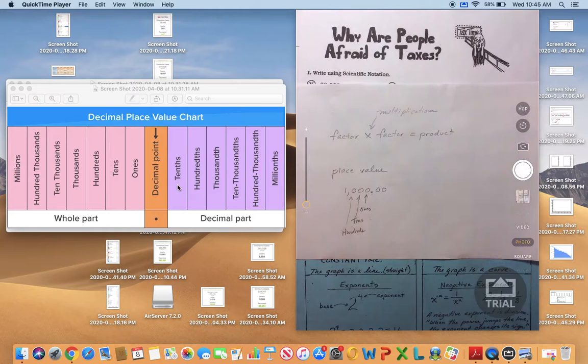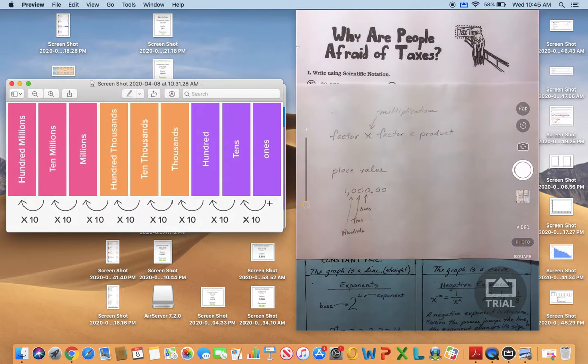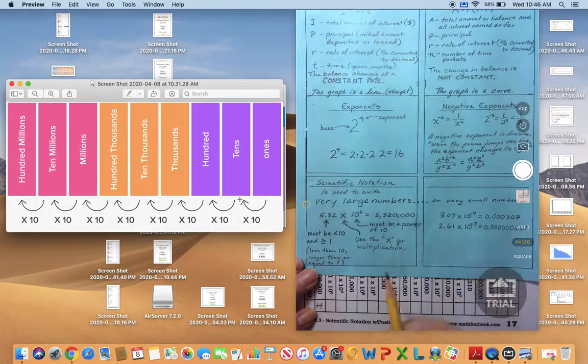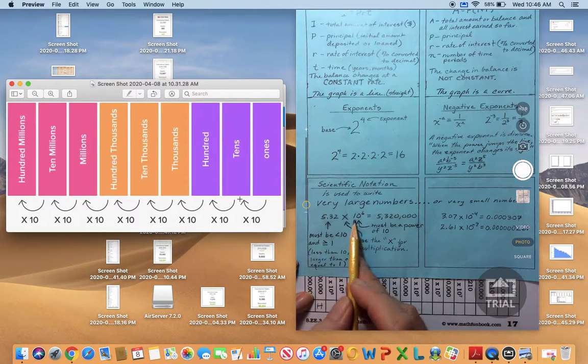Below the decimal point, it's tenths, hundredths, thousandths, ten-thousandths. In front of the decimal point, it's ones, tens, hundreds, thousands. What each one of those place values have in common is, as you increase place values, it's always times 10, times 10, times 10, times 10. If you're going backwards, it's divided by 10, divided by 10, divided by 10. That's important for scientific notation, because if we take a look at scientific notation here, you can see that scientific notation uses a base 10 as one of its factors.